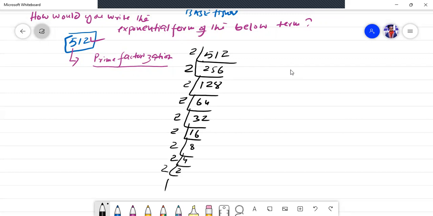Now count how many times we have the number 2. 1, 2, 3, 4, 5, 6, 7, 8, 9. So therefore the prime factorization is the main table, and the main table is 2. And what would be the exponential form of 512? Its answer would be 2 raised to the power 9, equivalent to 512. Hope it is clear now.